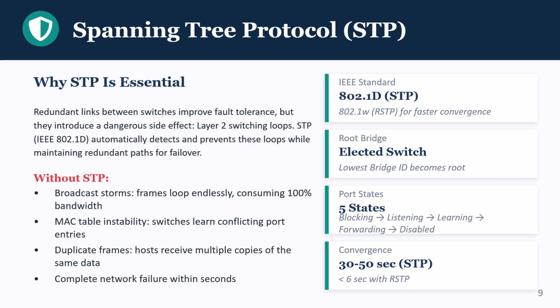STP elects a root bridge with the lowest bridge ID, calculates the shortest path, and blocks redundant ports. Port states progress from blocking to forwarding. Classic STP converges in 30 to 50 seconds. RSTP converges in under 6 seconds.